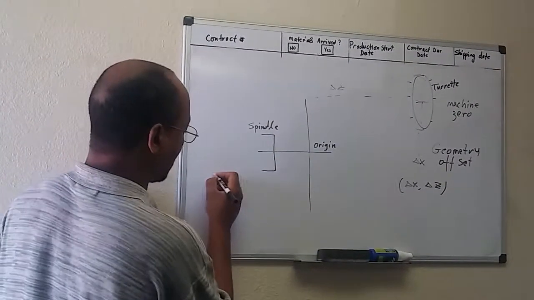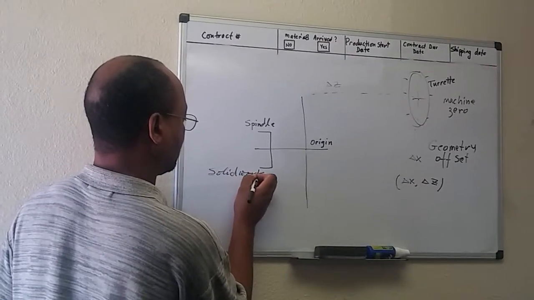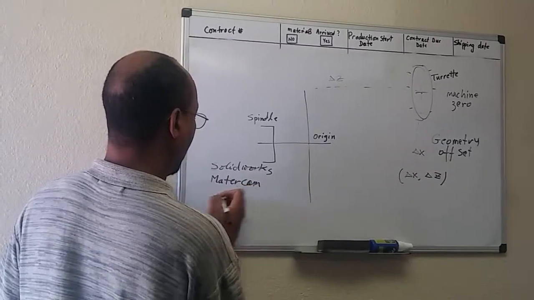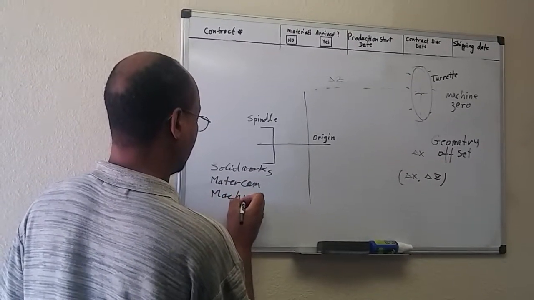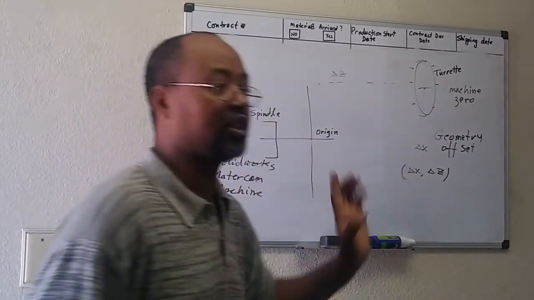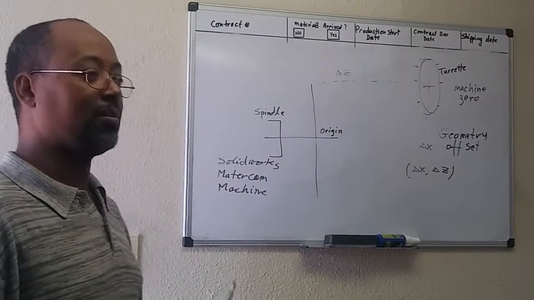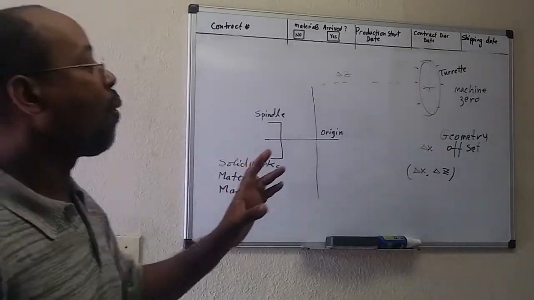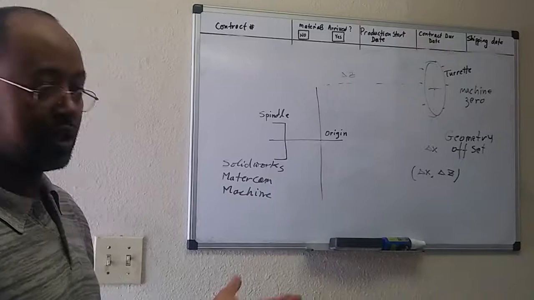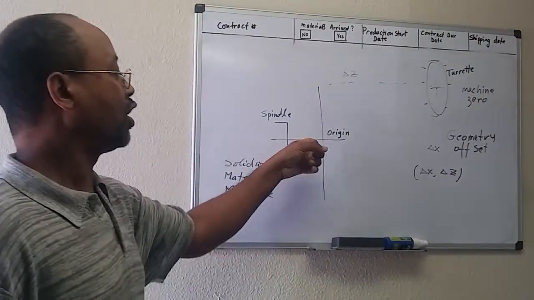Now, what do I have? SolidWorks, Mastercam, and machine. They all are at the origin. They are, with the help of the geometry offset. So in today's lesson, I just want to make sure that everybody understands why we use geometry offset. The reason we use geometry offset is because we want to bring the machine zero to the origin.